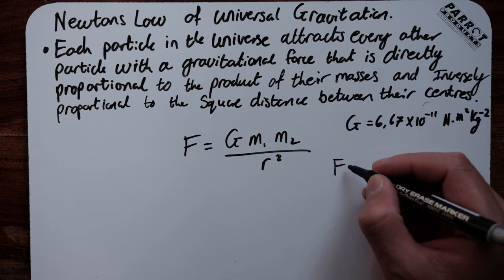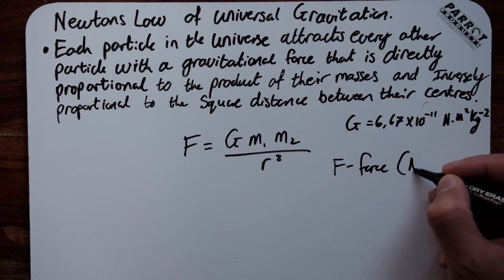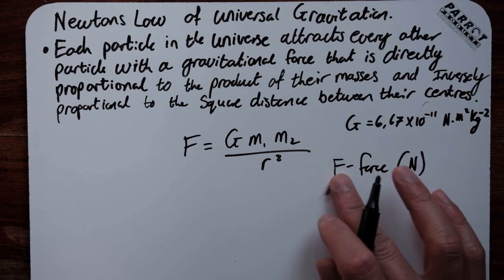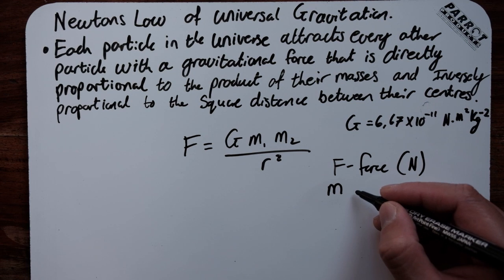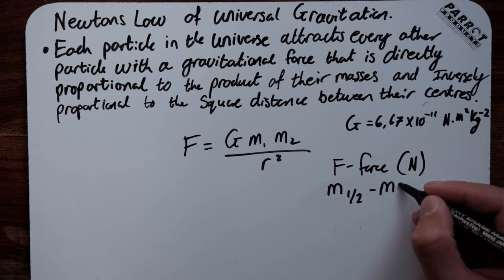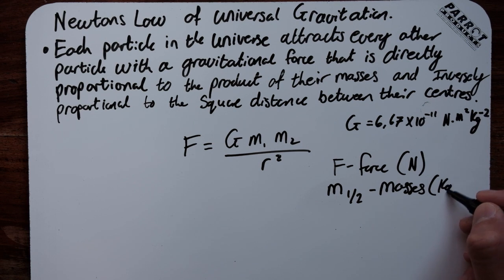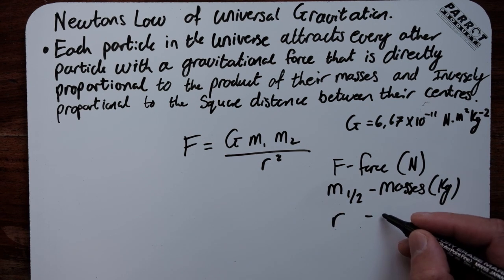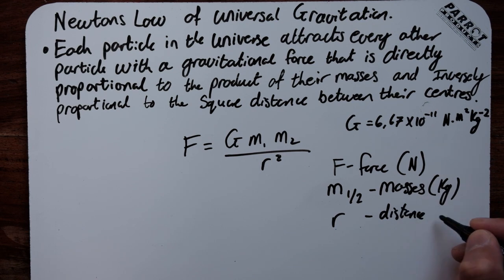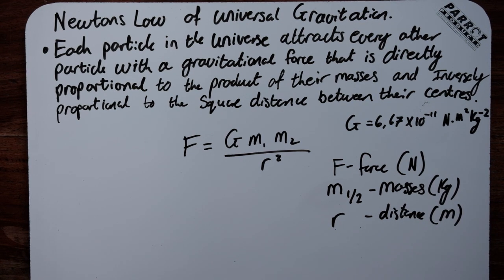F being the force, which will be measured in newtons, G being the gravitational constant, M1 and M2 being the masses, which are measured in kilograms, and R being the distance between the centers. Remember, in terms of SI, the only SI base unit that has a prefix before it is mass, the kilogram. So even if we're talking about universal scales, where we'd use distances like kilometers or light years, the distance must always be converted back to meters.